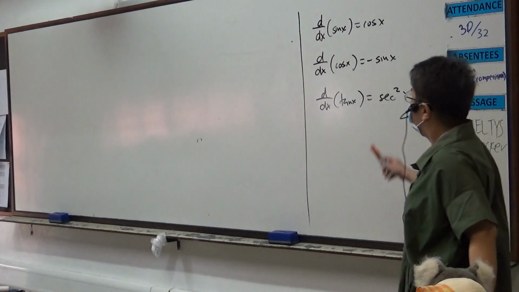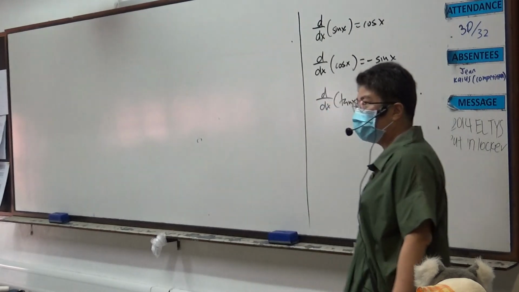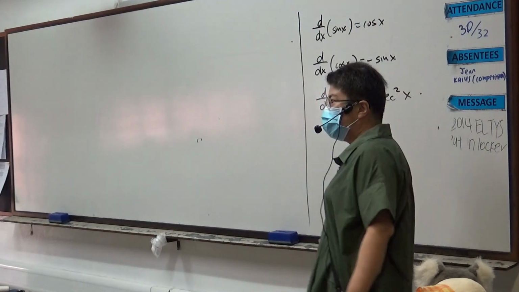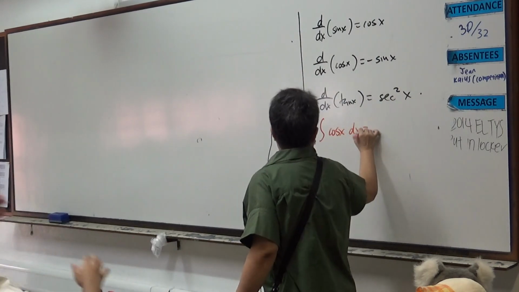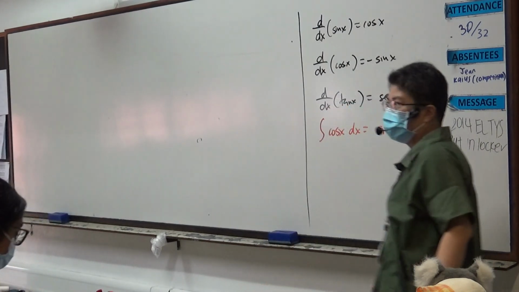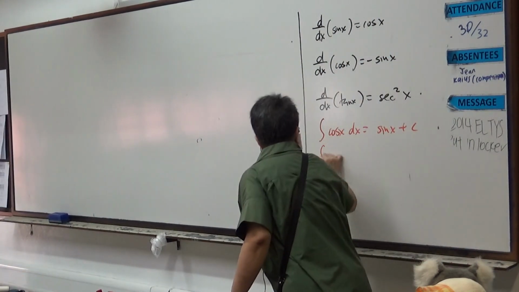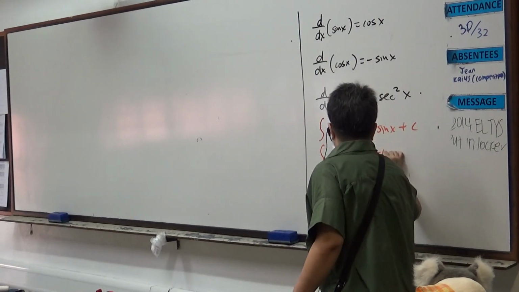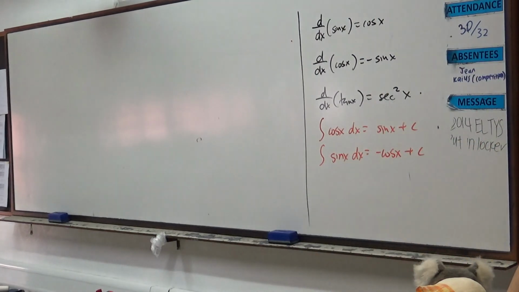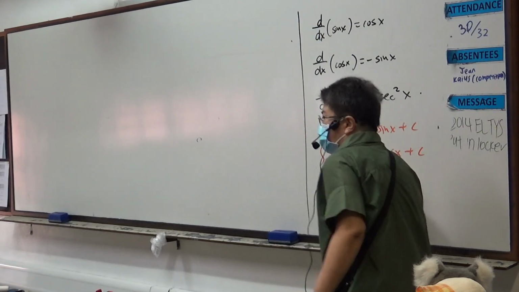Now, when I differentiate sine x, I get cosine x, right? When I differentiate cosine x, I get negative sine x, right? When I differentiate tangent x, I get secant squared x, right? That means when I integrate cosine x, I will get sine x. Can you see it? Integrate this one, you get back this one. So what if I integrate sine x? Because there's a negative, it will be negative cosine x plus c.